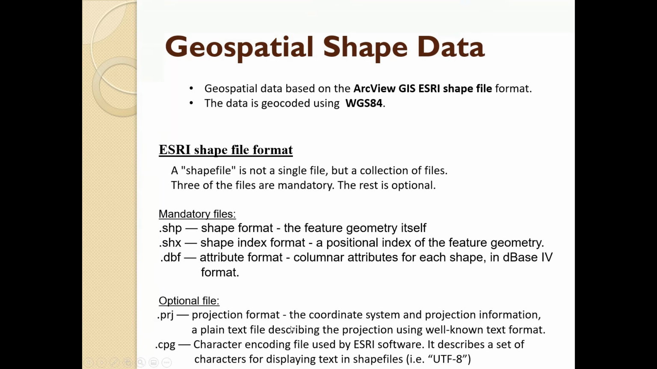There are also some optional files like this PRJ file that tells you this projection format, which coordinate system is being used. And that's equivalent to that well-known text that we looked at, the datum file that we looked at before from the SQL Server reference table or view. And there's also a character encoding file that's used by ESRI software that describes the characters for displaying the text in the shapefile, for example, UTF.